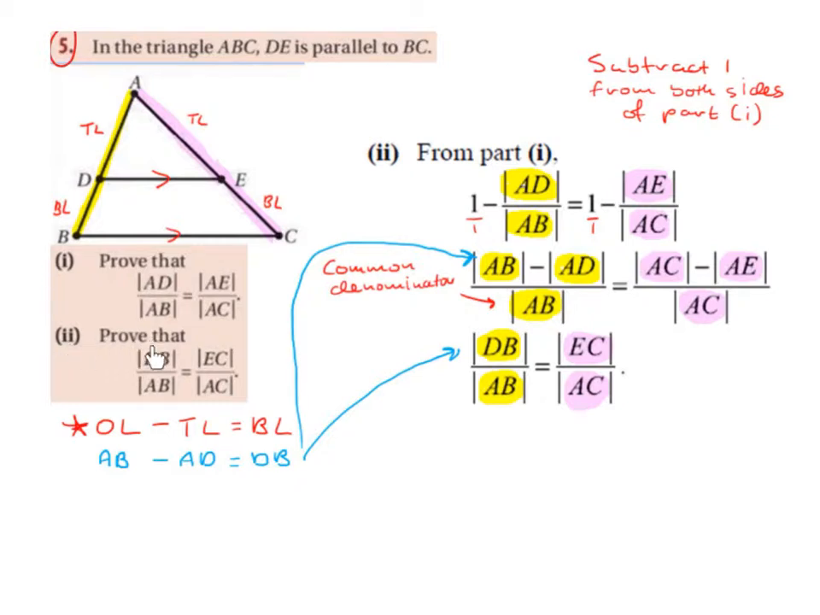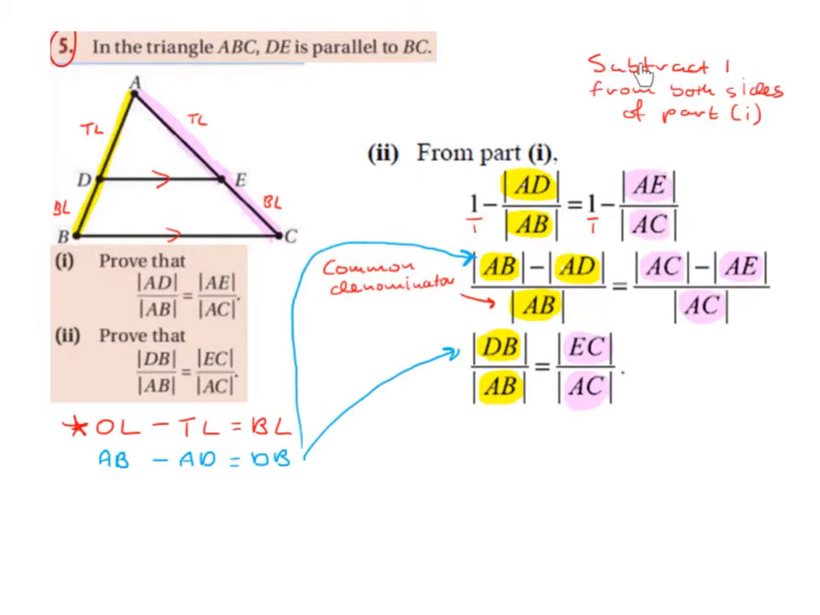Part 2. Prove that DB divided by AB, so DB, the bottom length, divided by AB, the overall length, is equal to EC divided by AC, so EC, the bottom length, divided by AC, the overall length. We're going to use what we proved in part 1, that AD over AB is equal to AE over AC. So we start by writing that down: AD over AB is equal to AE over AC.